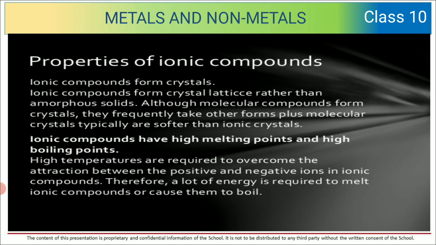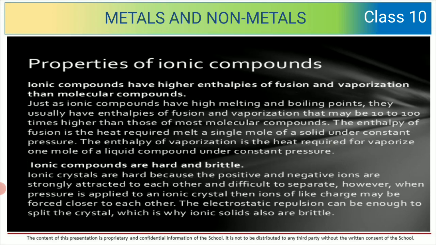Ionic compounds have high melting points and high boiling points. High temperatures are required to overcome the attraction between positive and negative ions. Therefore, a lot of energy is required to melt ionic compounds or cause them to boil. Ionic compounds have higher enthalpies of fusion and vaporization than molecular compounds.